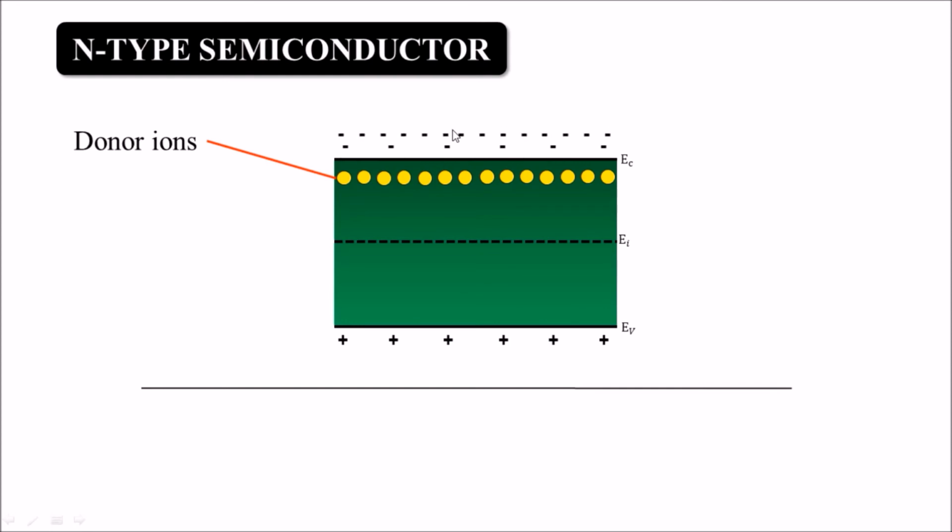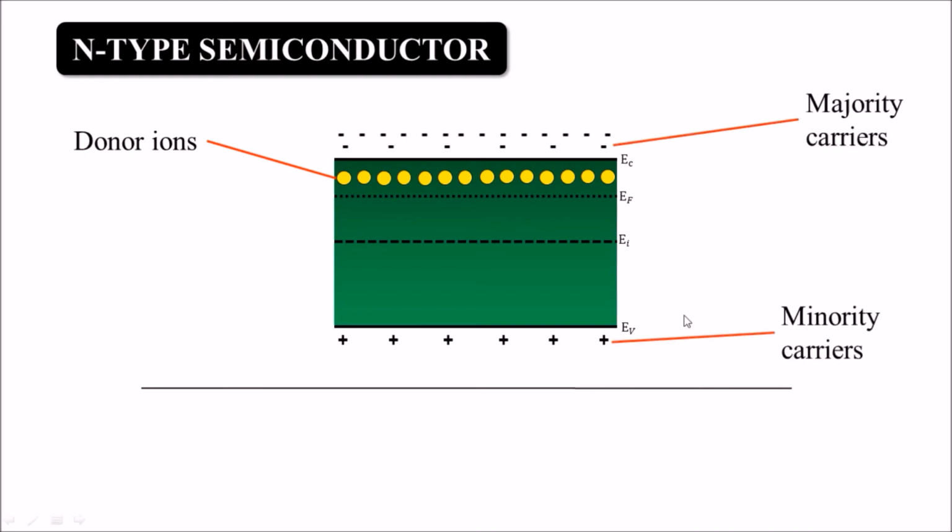And in this N-type semiconductor, the Fermi level will shift nearer to EC, and if we apply more doping, then this EF will shift even nearer to EC. Here electrons are more in number, so they will be the majority charge carriers and holes will be the minority charge carriers, and the concentration of electrons can be calculated by this formula.